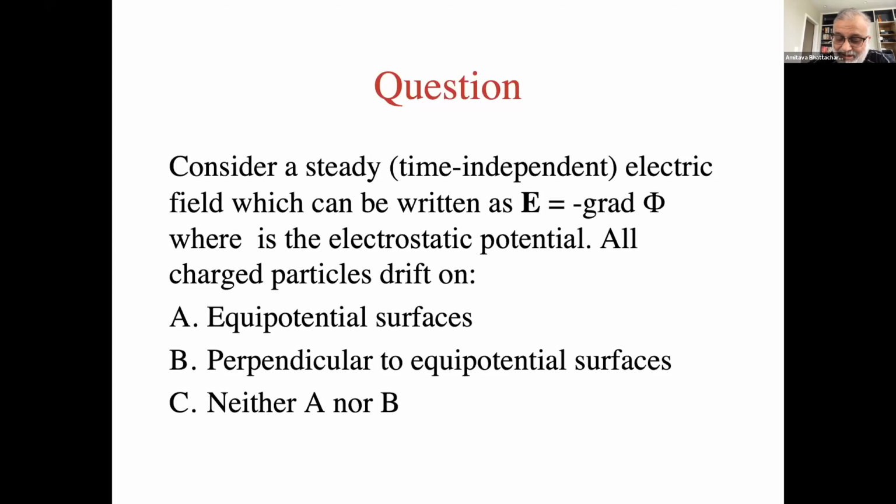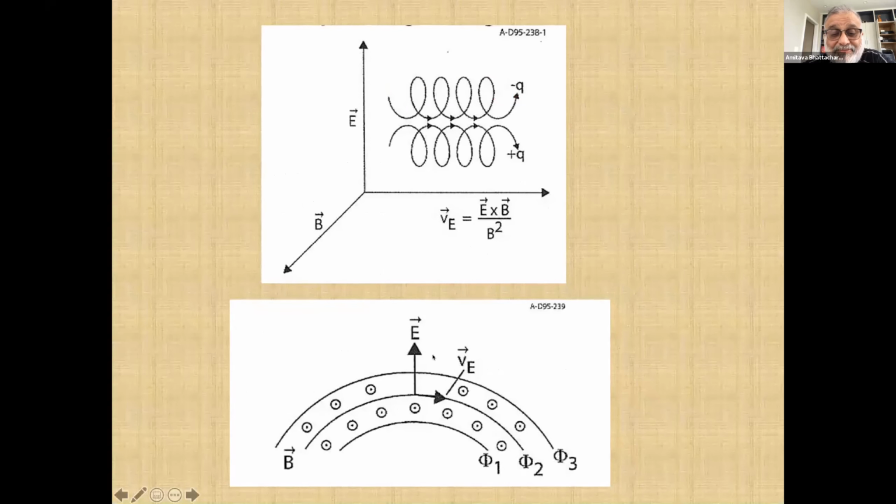But actually the correct answer is A. And let me explain to you why. E cross B is in a direction perpendicular to both E and B, right? So that's the drift you see. So if there is an E field pointing this way and B field pointing this way, then the direction of the E cross B is perpendicular to both E and B.